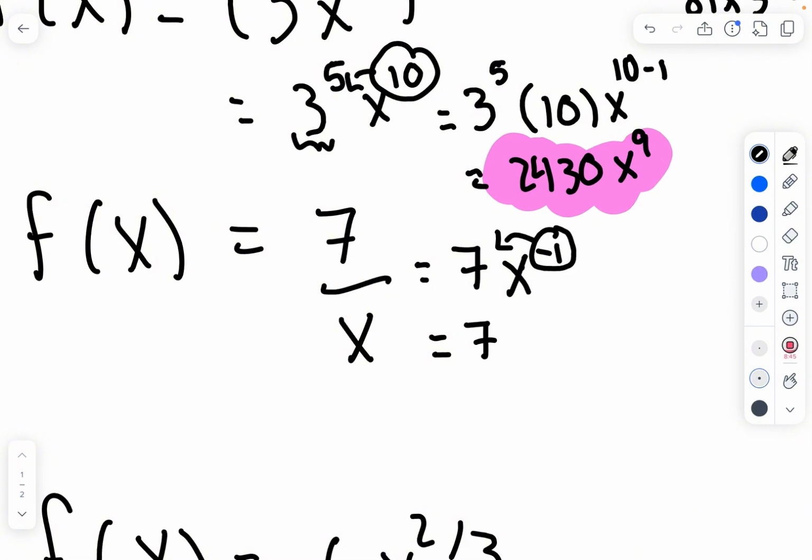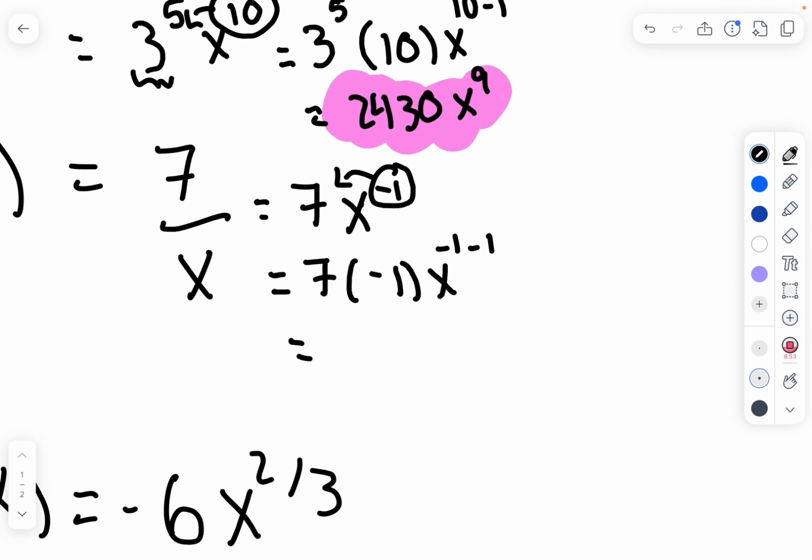And then now, once again, we have to bring this number to the front. So we have 7 times negative 1, and then x to the power of negative 1, so minus 1. So now we'll have 7 times negative 1, which is negative 7, and then x to the power of negative 2, because negative 1 minus 1 gives us negative 2. Now we'll rewrite this using positive exponents. We'll have negative 7 over x squared.